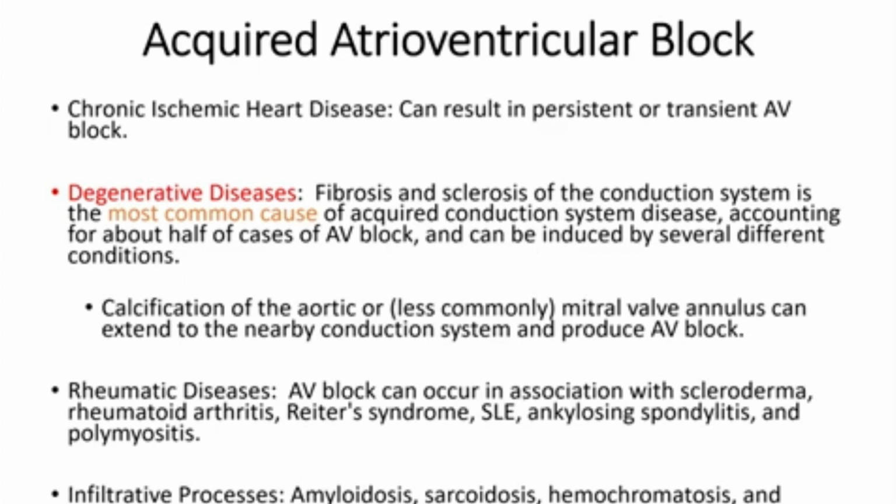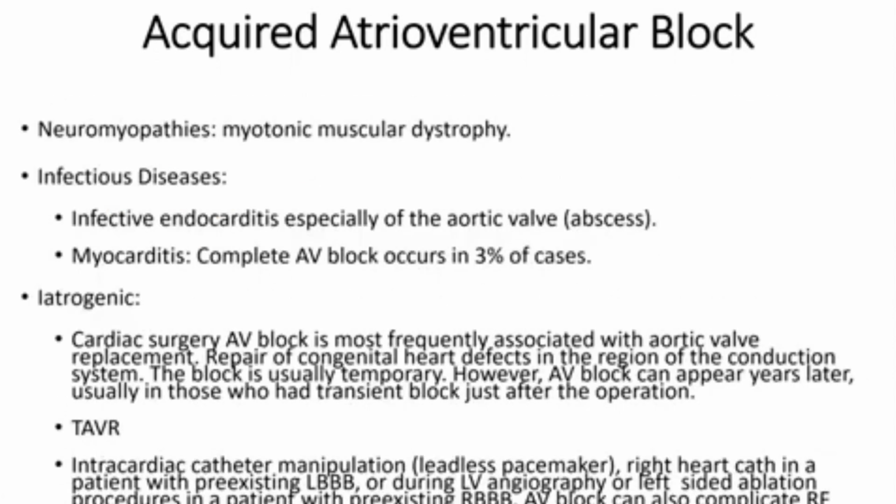Rheumatic disease is a common reason. Infiltrative processes like amyloidosis and sarcoidosis. In sarcoidosis, there is a common pattern where you can see both a VT and AV block. And that's why, when you need a pacemaker for sarcoid, you get an ICD with it.